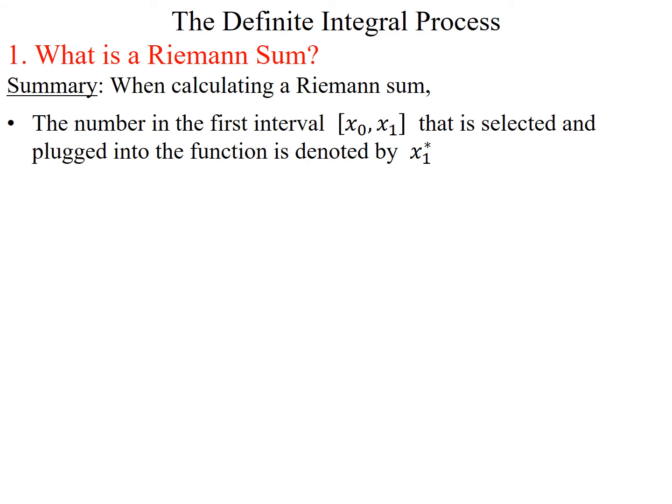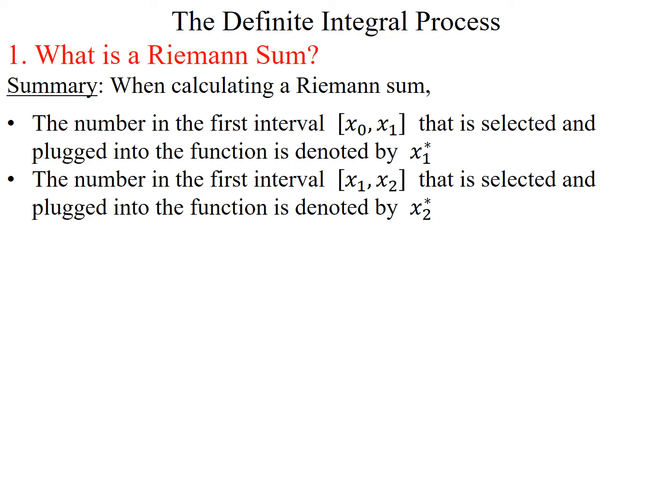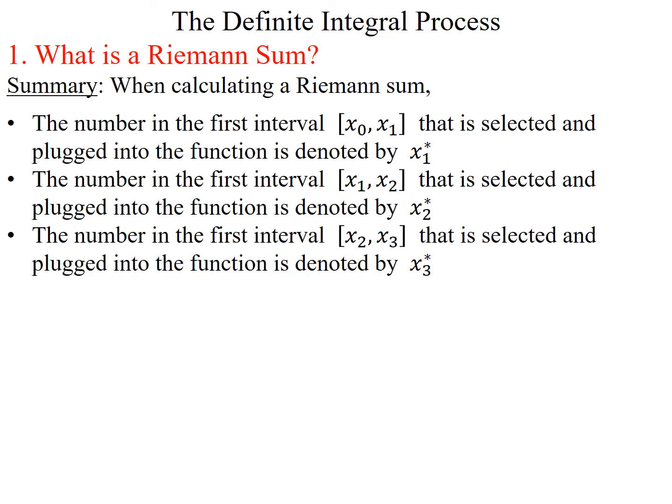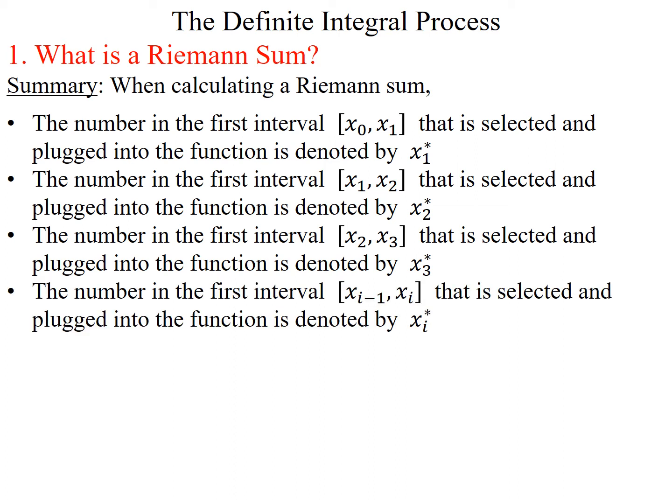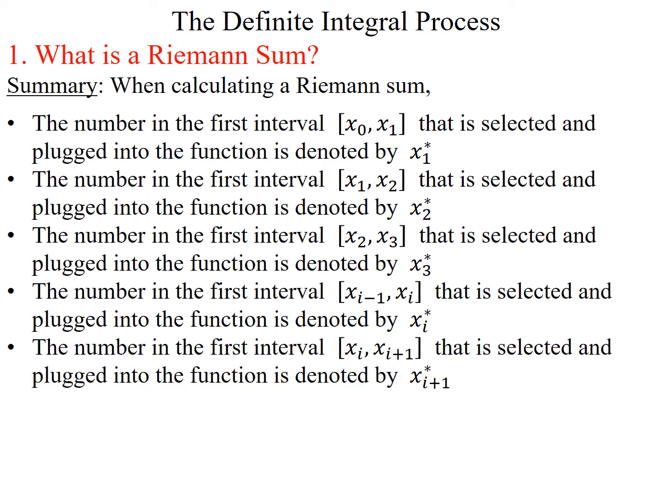Then you have to pick a number in each interval. The number you're going to pick in the first interval, x0, x1, is called x1 star. The number you're going to pick in the second interval, x1, x2, is going to be called x2 star. The number you're going to pick in the third interval, x2, x3, is going to be called x3 star. If we go to one of the generic ones, xi minus 1, xi, the number you're going to pick in that interval is xi star.